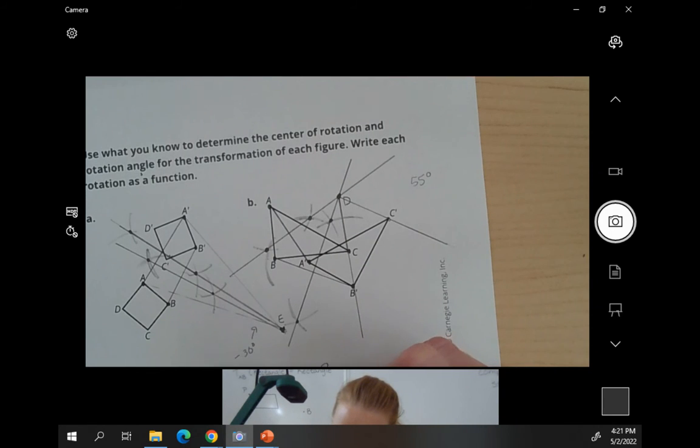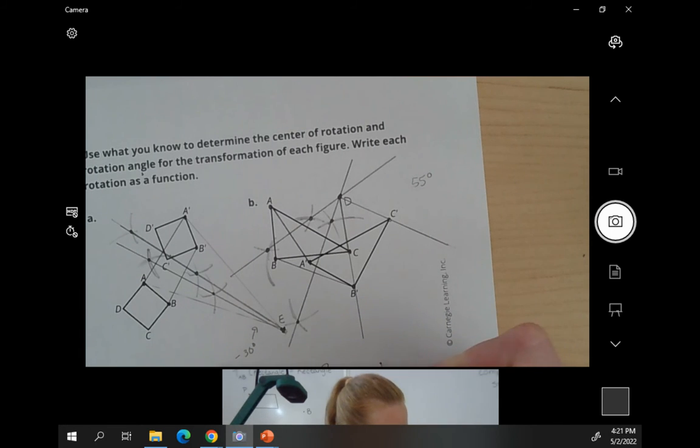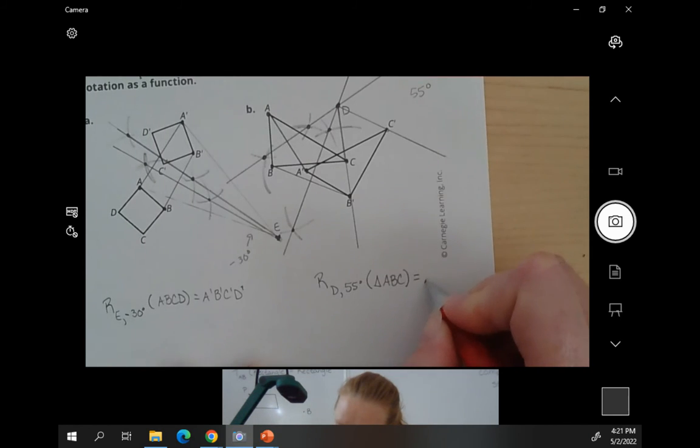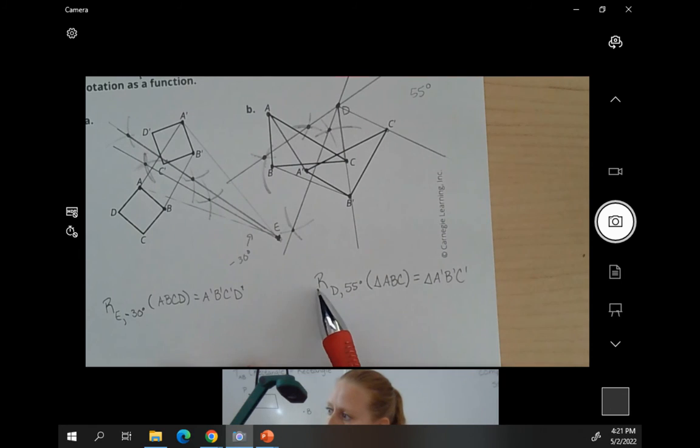So I'm doing a rotation around, we're calling that D, of a positive 55 degrees, right? Of triangle ABC, which of course means my output, sorry about that, is triangle A prime, B prime, C prime. So rotation around D of a positive 55 degrees. I guess I don't need the degree symbol there. Of triangle, my input of triangle ABC and my output is triangle A prime, B prime, C prime.